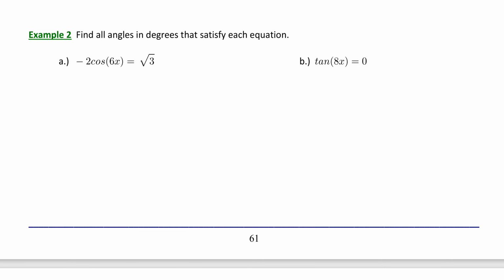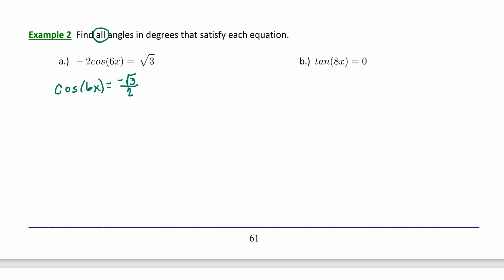Let's practice this technique using degrees. Example 2 says find all angles in degrees that satisfy each equation. Notice we're looking for every possible solution to these trigonometric equations. So on example A, our first step is to isolate our cosine function, and we can do that by dividing both sides by -2. So cosine of 6x equals negative square root of 3 over 2.